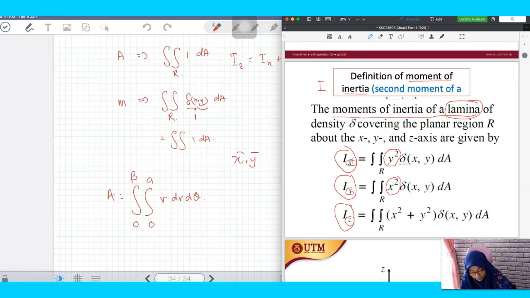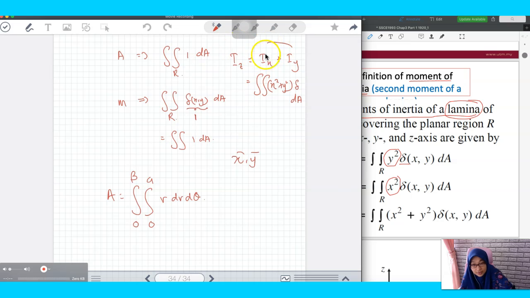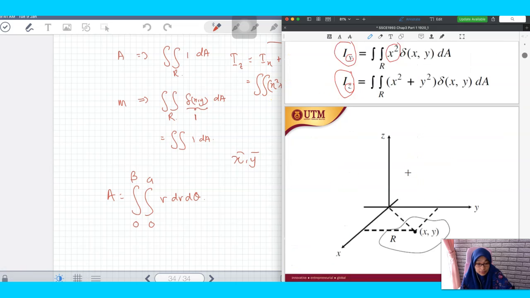Ix is the second moment of the lamina about the x-axis, and Iy is the second moment about the y-axis. Or we can say that Ix plus Iy is just x squared plus y squared, so we substitute directly: x squared plus y squared, multiplied by the density function. Remember Iz, the second moment about the z-axis, is the combination of the second moment of x and the second moment of y, or using the formula, it is just x squared plus y squared multiplied by the density function.